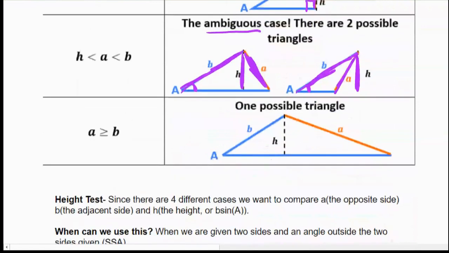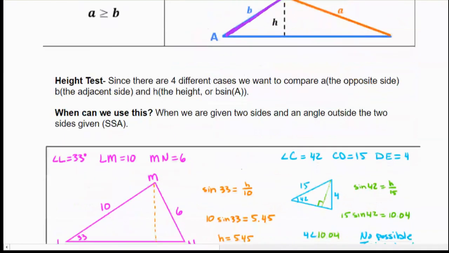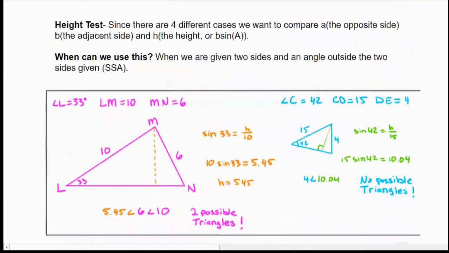And the last possibility is this obtuse triangle that we see here: if the opposite side is greater than the adjacent side, we get one triangle for sure. Okay, so we're going to call this the height test, where we find the height first, and then check: is it between the height and the adjacent side?